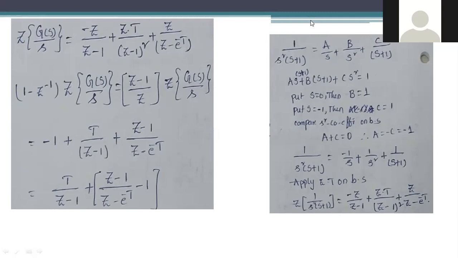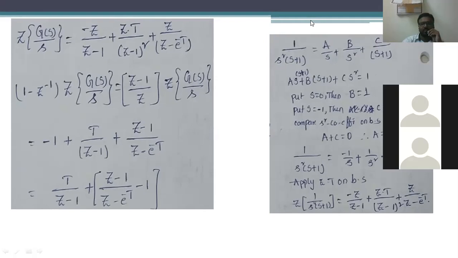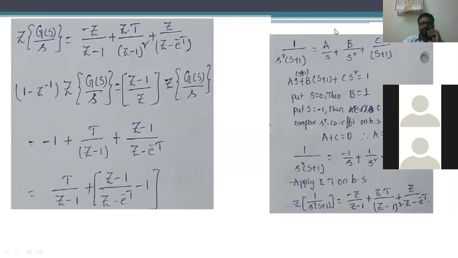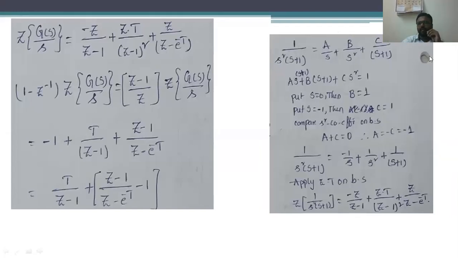Mute yourself. Some of the students have unmuted themselves. We will discuss the calculation part.